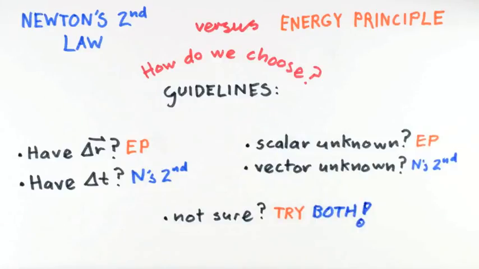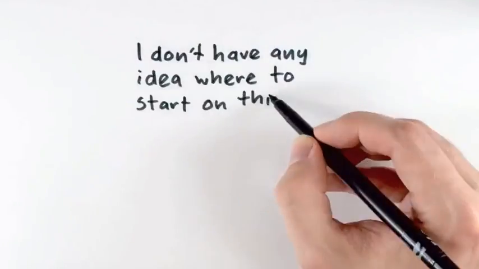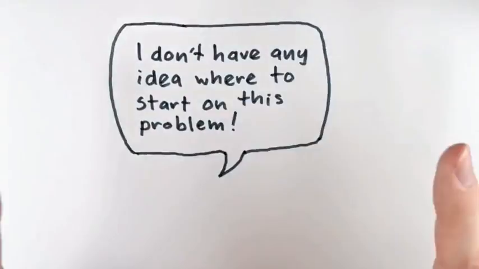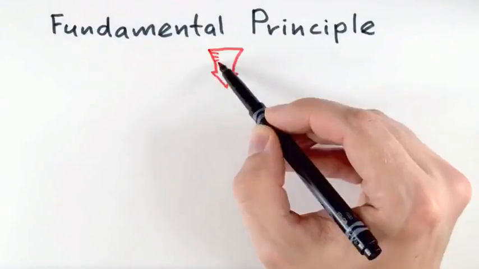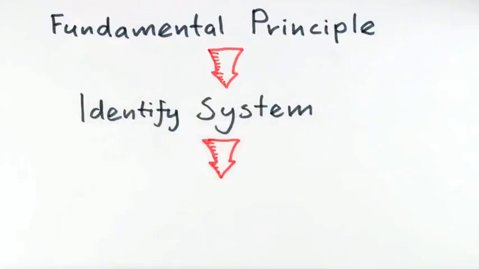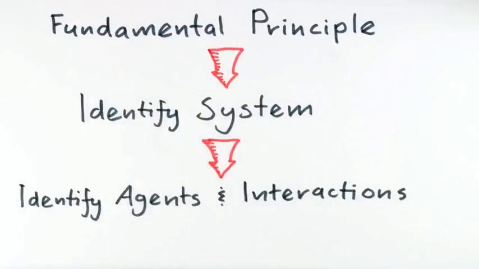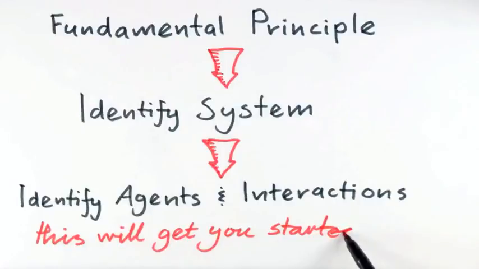The bottom line is that in this course, we should never need to utter the words, "I don't have any idea where to start this problem." Start from a fundamental principle, identify the system, identify the agents in the surroundings that interact with the system, and then go from there. Now don't forget, if you get stuck, you can always bring your troubles to the class forum. Together we'll be able to figure out ways to help you make progress.